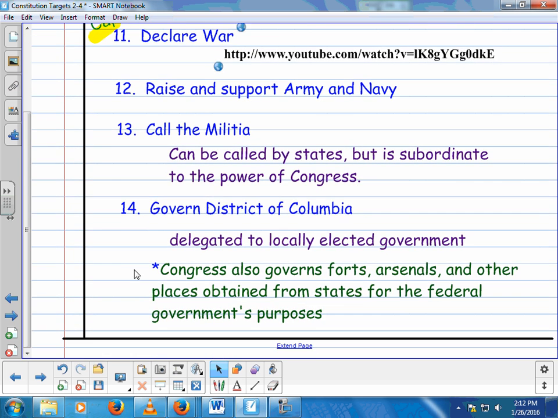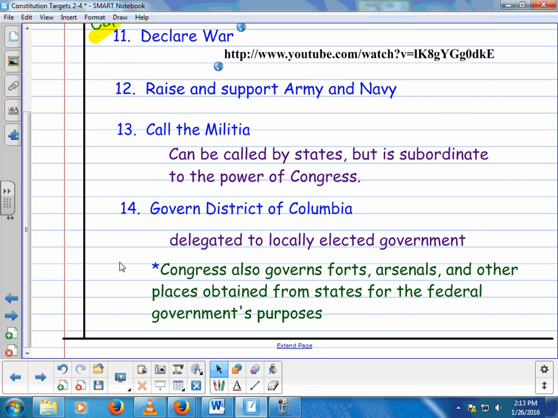Number 14 is governing the District of Columbia. So what this is about is governing the area that the capital is centered in. It has recently been delegated to a locally elected government instead of the Congress being in charge. Due to the amount of work that Congress must deal with, they had to give up governing the District of Columbia so that that area could be better served by a locally elected government.